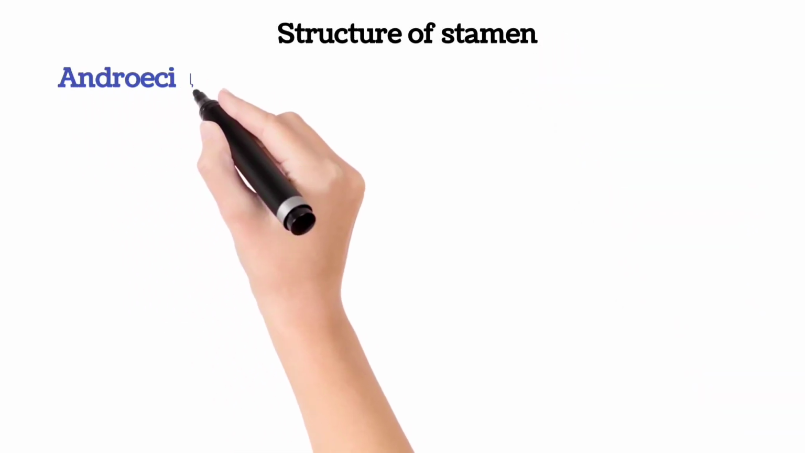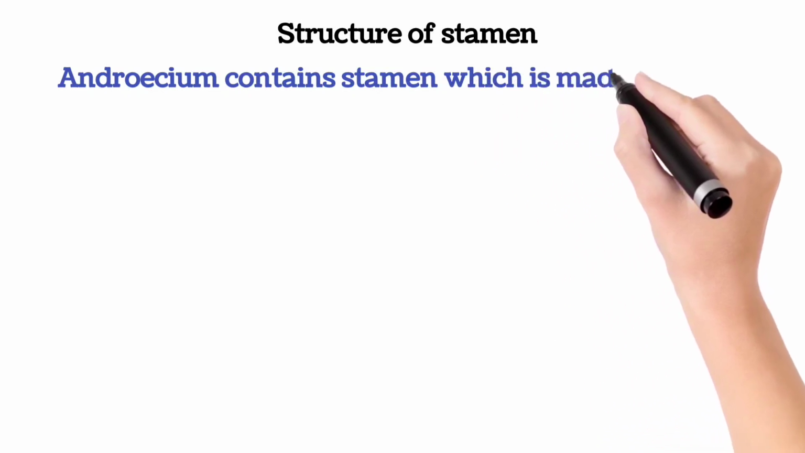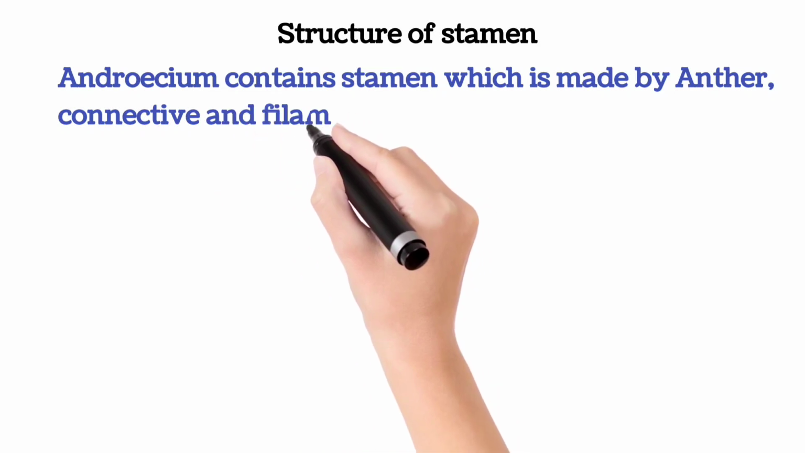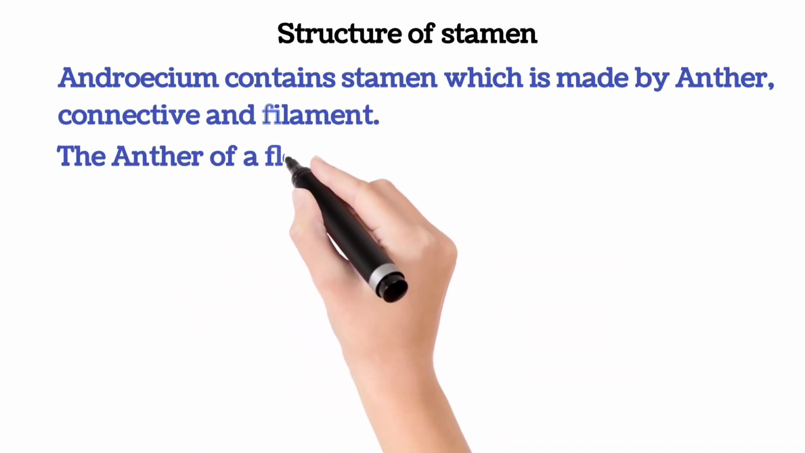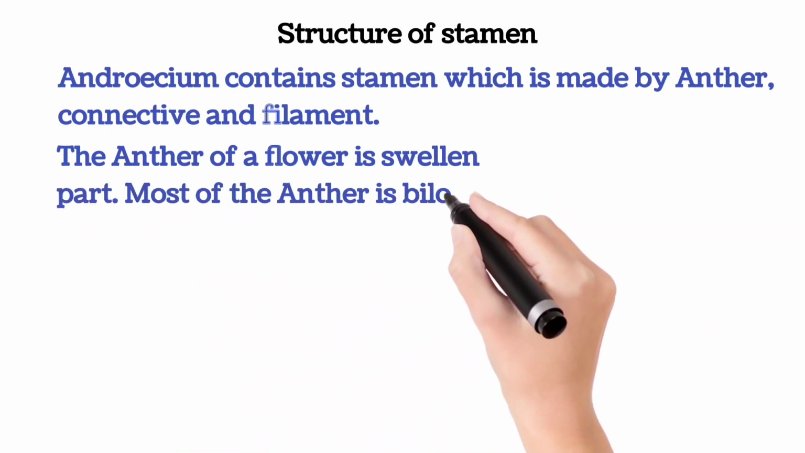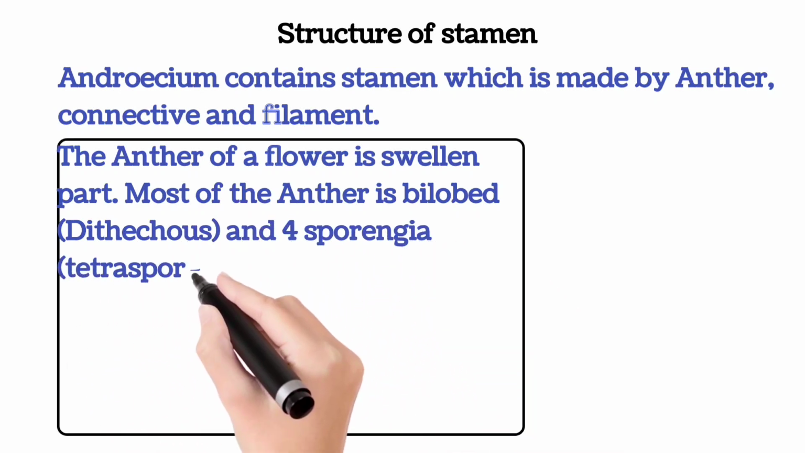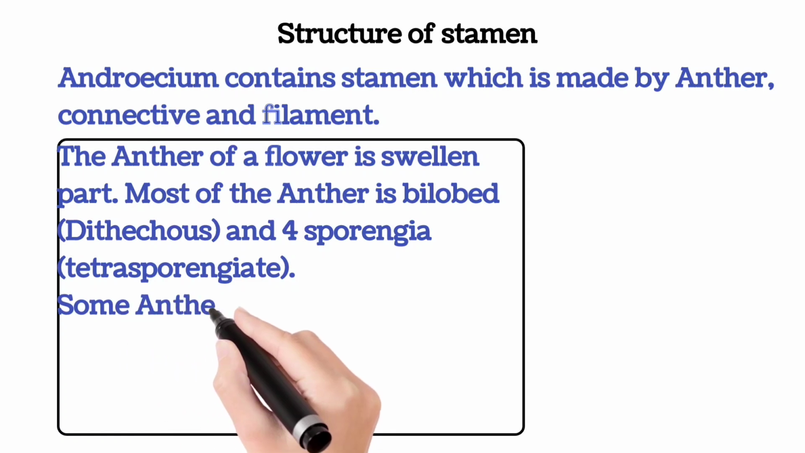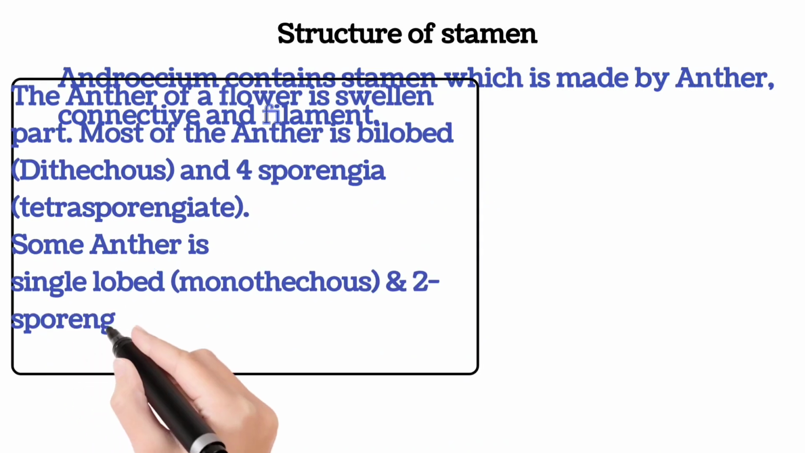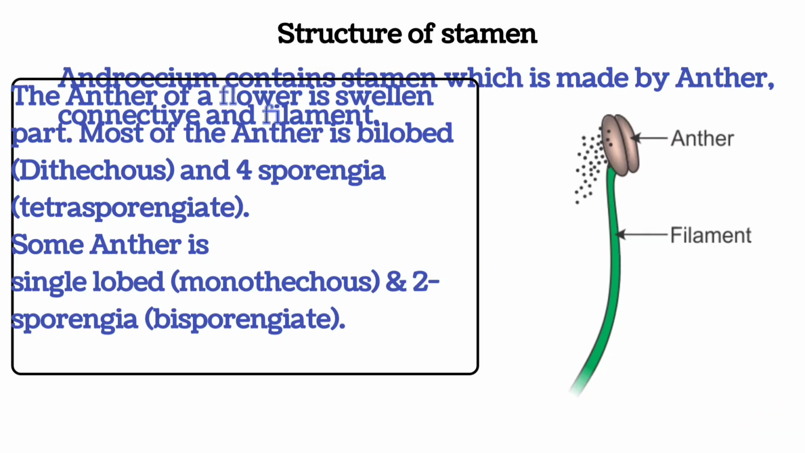Structure of stamen. Androecium contains stamens, which are made of anther, connective and filament. The anther of the flower is a swollen part. Most anthers are bilobed, dithecous and tetrasporangiate. Some anthers are single-lobed, monothecous and have two sporangia, bisporangiate.